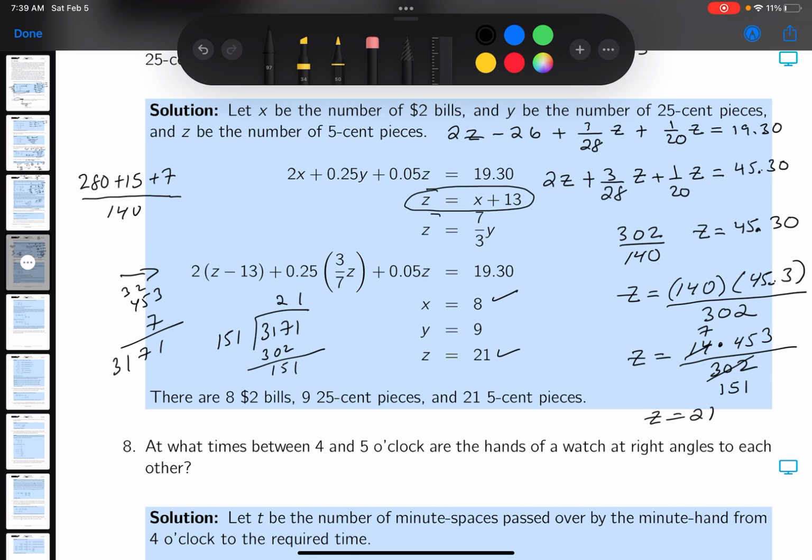Now, this one might be a little trickier, but I'll write it down for you. 21 is equal to 7/3 of a Y. And if I did that, Y would have to be 9. So what does that mean? X is the number of $2 bills. We have 8 $2 bills. We have 9 quarters. And we have 21 5-cent pieces. And we're done. This was tough, though.